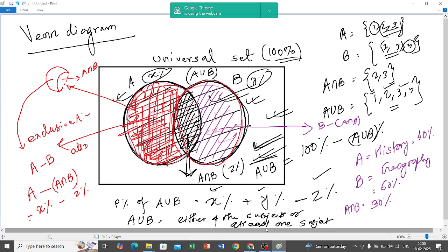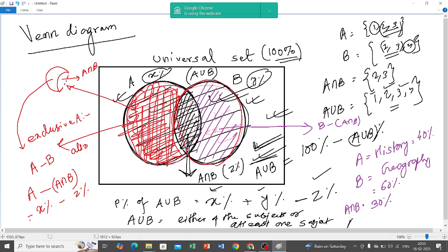So either means what? Either A or B or both. Okay, A union B means what? Either A or B or both. So that is why either of the subjects. Whenever it is asked how many people have passed in either of the subjects, that means you have to find A union B.